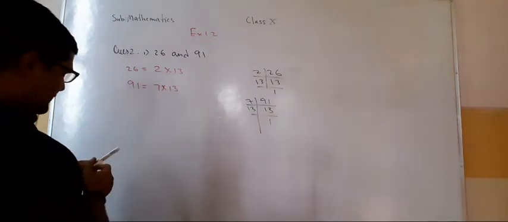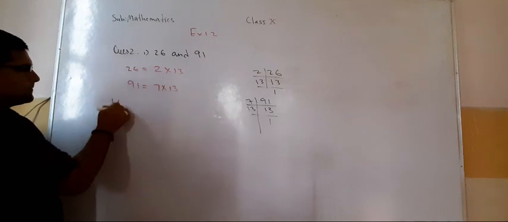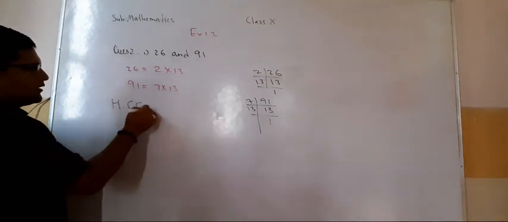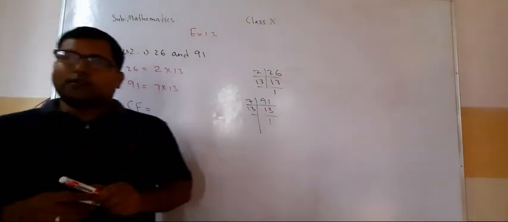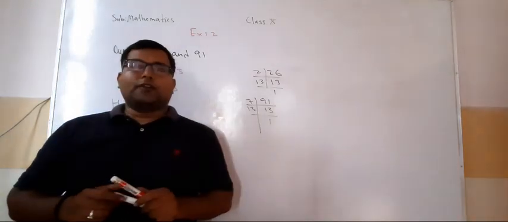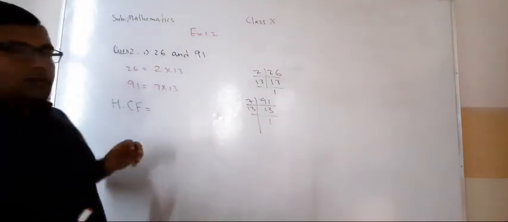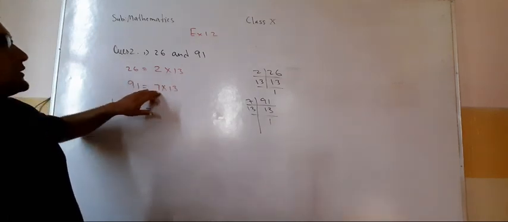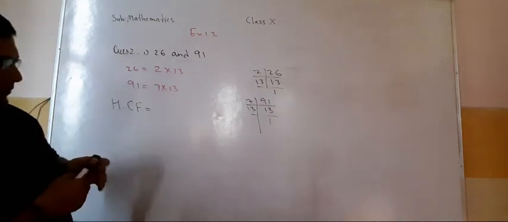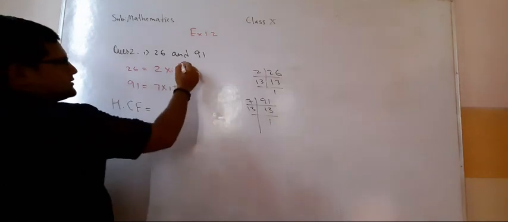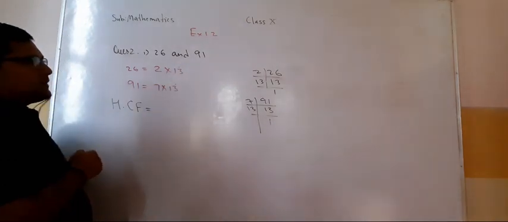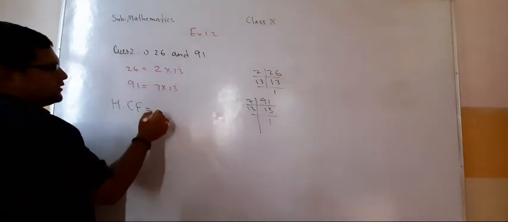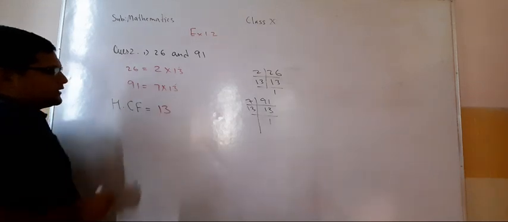Now first we will find the HCF. HCF, you all know, is the highest common factor. To find the HCF, we take the common number between the two numbers with the least power. The common number here is 13, and the least power of 13 is 1 in both the terms. So the HCF is 13.